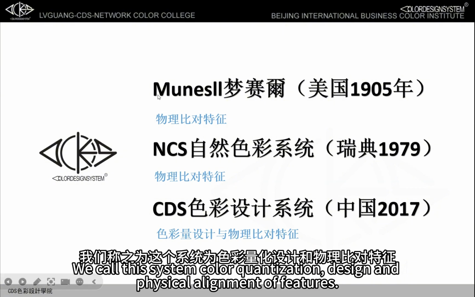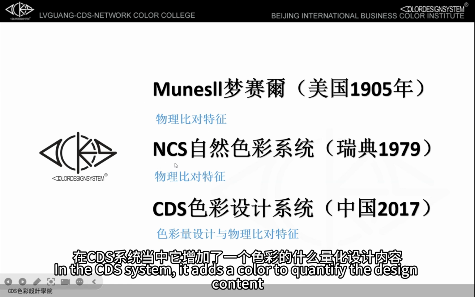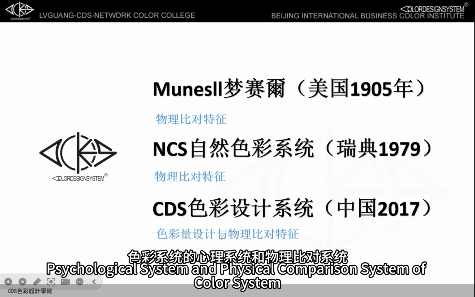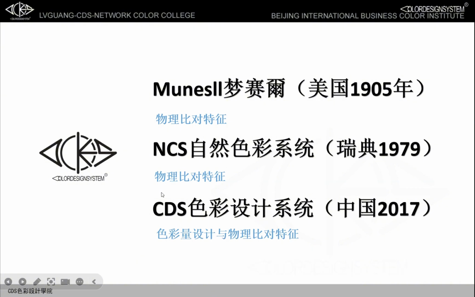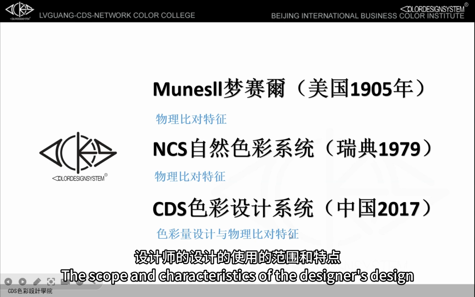We call this system color quantization, design and physical alignment of features. In the CDS system, it adds a color to quantify the design content. The psychological system and physical comparison system of the color system belong to it, which is more perfect and suitable for the scope and characteristics of the designer's design.